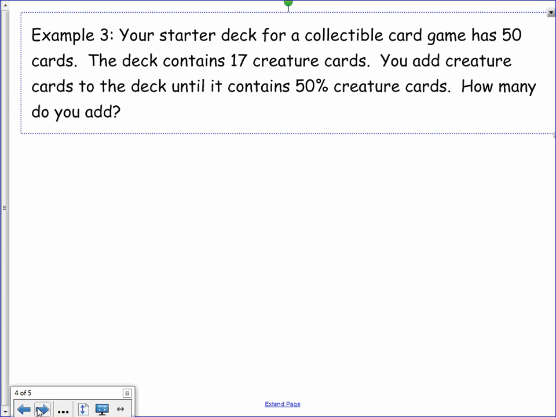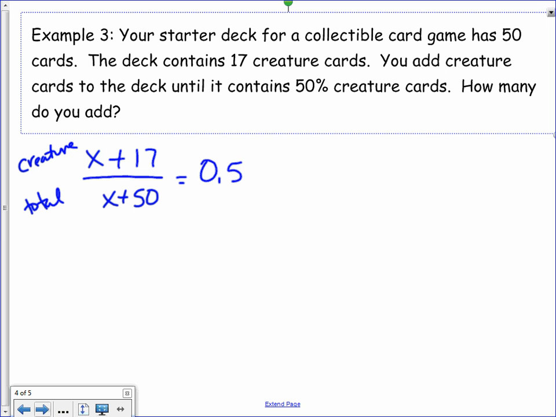So we're going to write an equation comparing the ratio of creature cards to total cards after adding x creature cards. So if we add x creature cards to the deck, then we have x plus 17 creature cards, and x plus 50 total cards. And that has to equal a ratio of 50%, so 50% creature cards to the total.